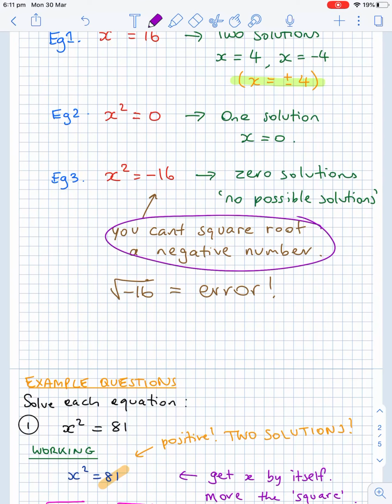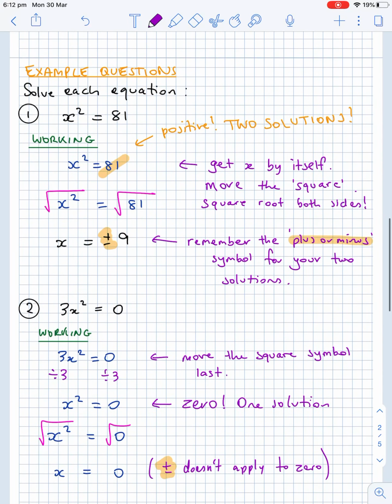So you can't square root a negative number. If you literally try to put a square root of a negative number in your calculator, it's going to come up as syntax error. So that's another way to remind you that you can't do it. You're going to get no possible solutions for your answer.